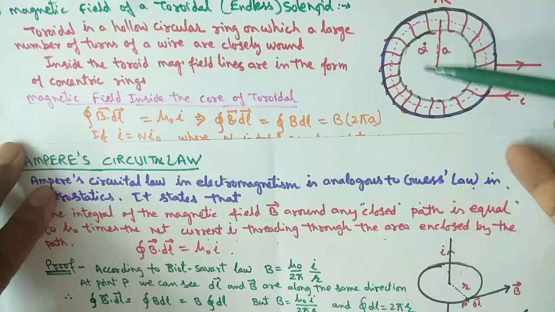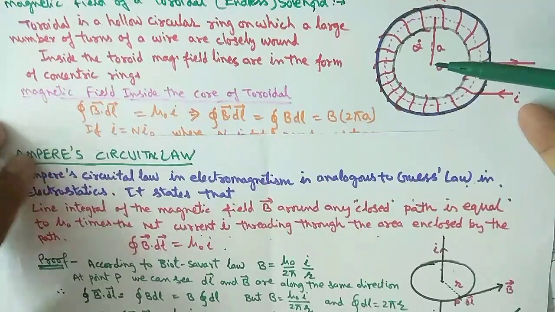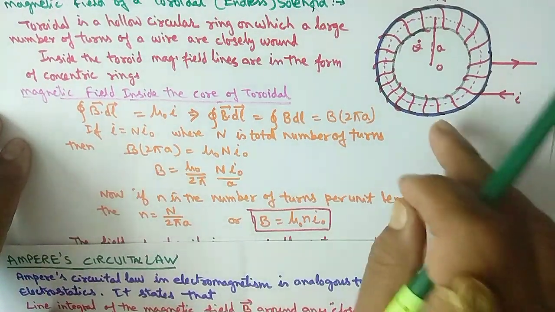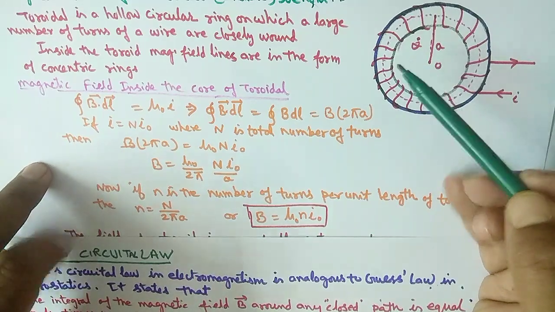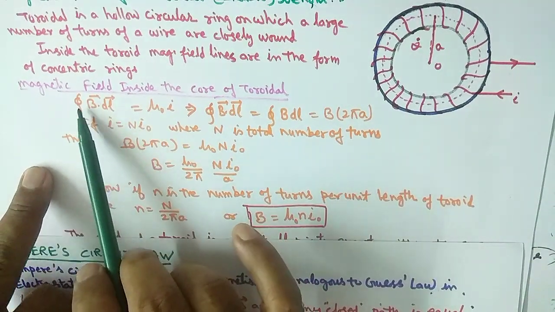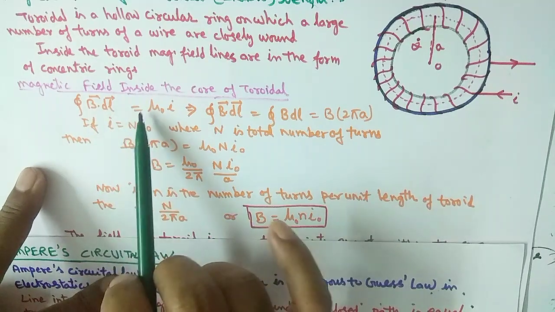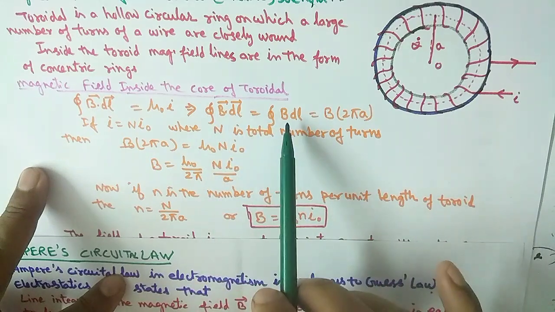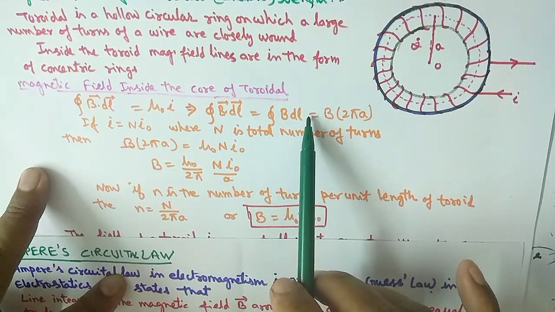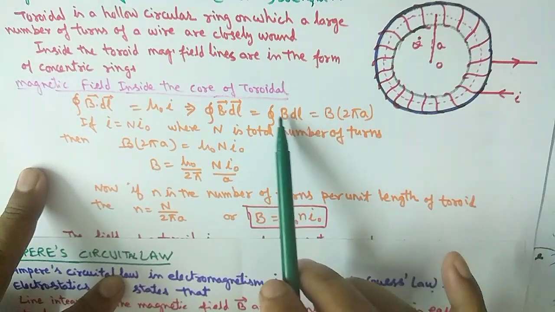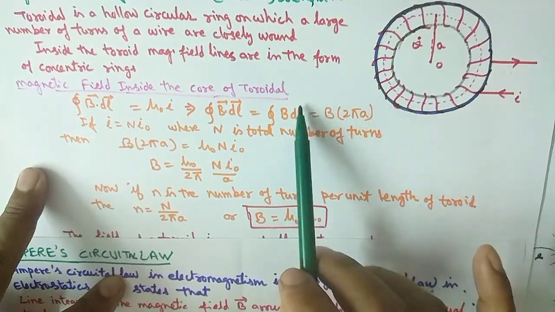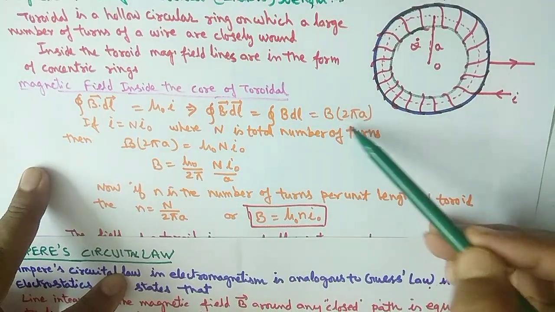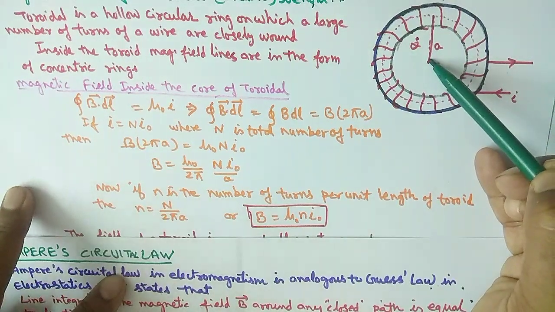Now we'll find the magnetic field inside the core of the toroid. So again, using the Circuital law, the line integral of B dL is equal to mu naught I. It is B dL cos 0, again the same direction. So you write the line integral of B dL, and the integral of dL, as we did in the previous two applications, is equal to 2 pi a, where a is the radius of this toroid.